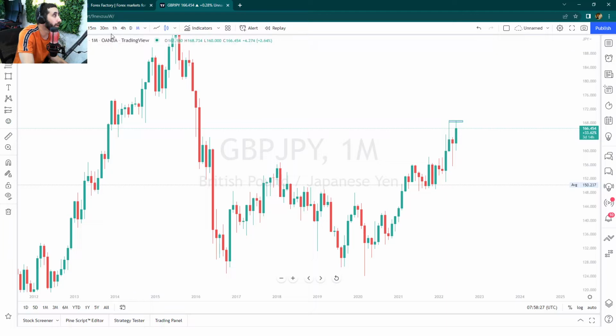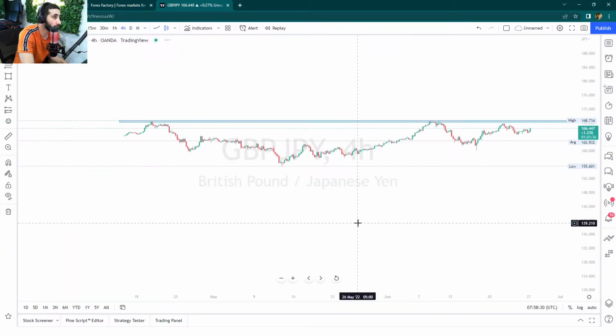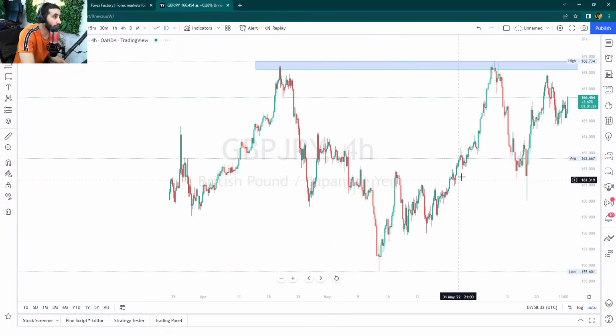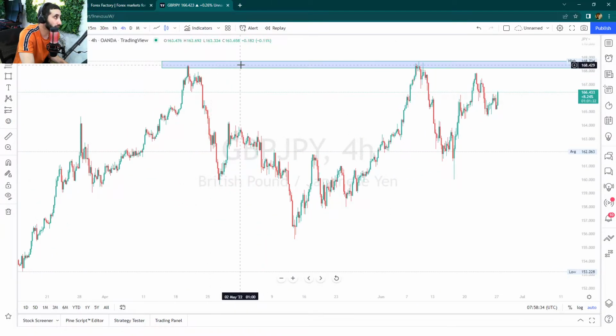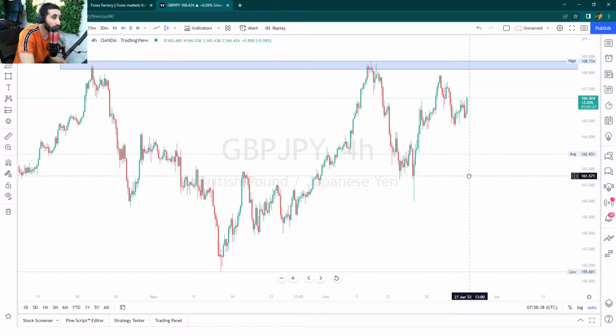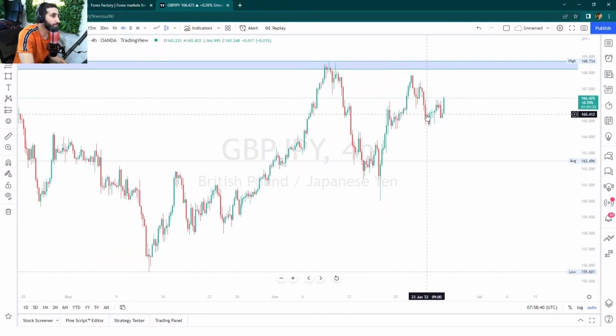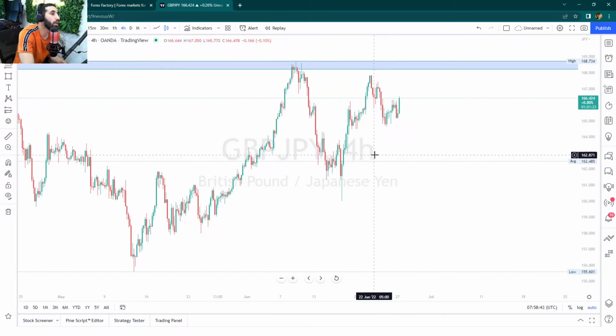And so now if we go back to the 4-hour time frame, we can see that this resistance level that we drew is very respected in the market. But now you're asking me, okay, but Zach, how and where do we trade? Where do we place the trade?